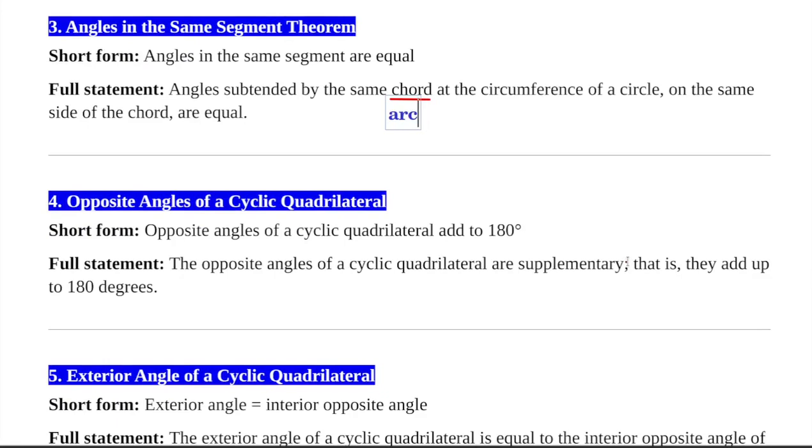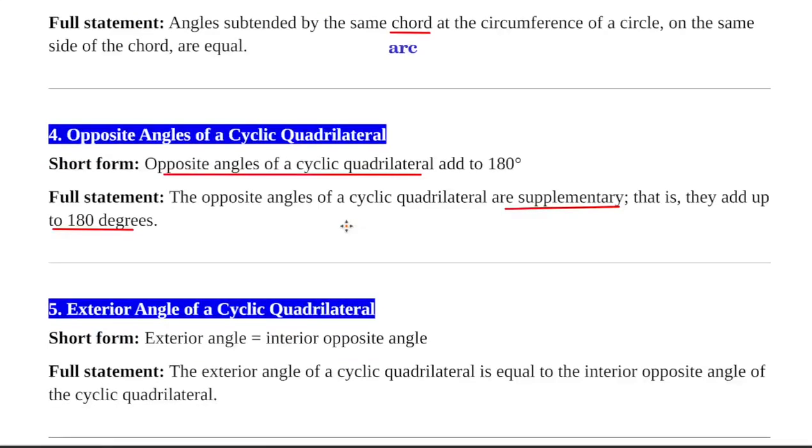Next theorem, opposite angles of a cyclic quadrilateral. Now, for a cyclic quadrilateral, just recall, all the 4 vertices of the quadrilateral are on the circumference. What does it say? It says that the opposite angles of a cyclic quadrilateral are supplementary, that is, they add up to 180 degrees. So its short form is: opposite angles of a cyclic quad add up to 180 degrees. Whenever you are reasoning, to save yourself time, just use the short forms.